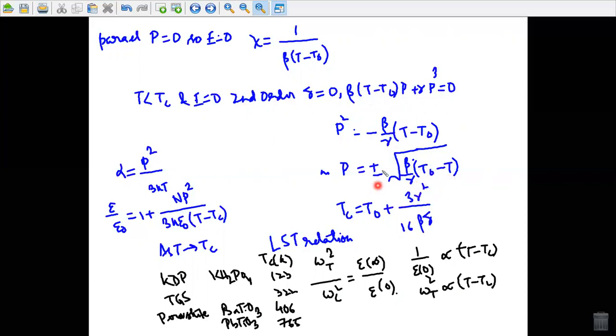We assume that gamma is greater than 0. For T equal to Tc equal to T naught, we can show that the stable solution is the polarized one. So from this Landau equation, one can find that the transition temperature is T naught plus 3 gamma squared over 16 beta delta.